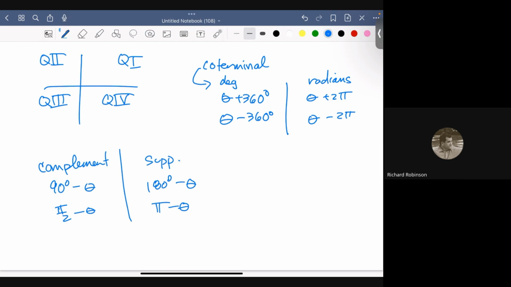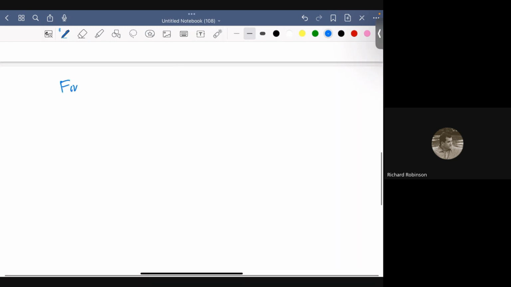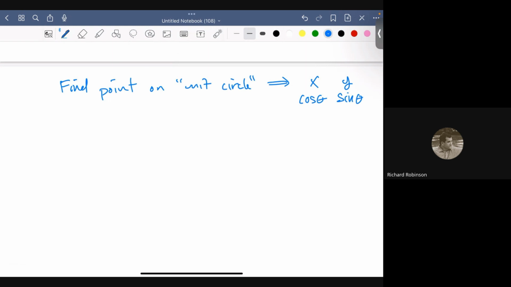It says find the point on the unit circle that corresponds to. So we've got all these. It says find point on unit circle. That means you do what? Get everything in terms of cosine and sine. Very good. X is cosine of theta and y is the sine of theta. That's a big thing you have to notice for that.